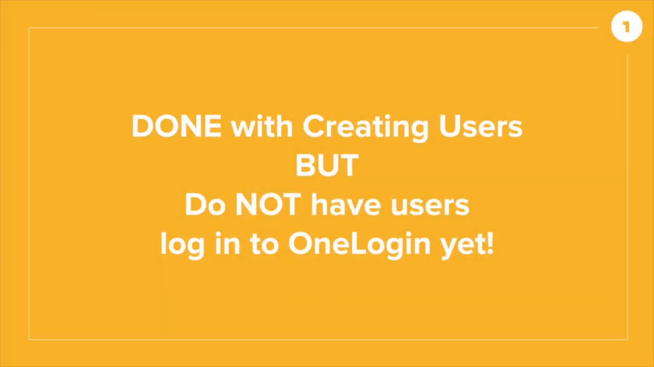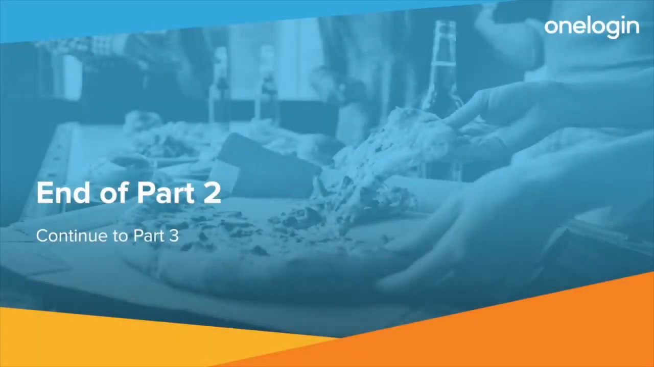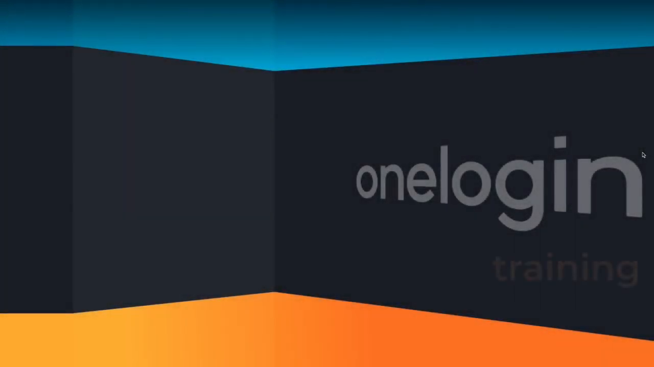All right, so we finally completed that first major step of figuring out how to get users into OneLogin. But we do not want our users logging in yet. First, we need to make sure that they are logging in securely. This concludes part 2 of how to get started with OneLogin Workforce Identity. Please continue on to part 3.